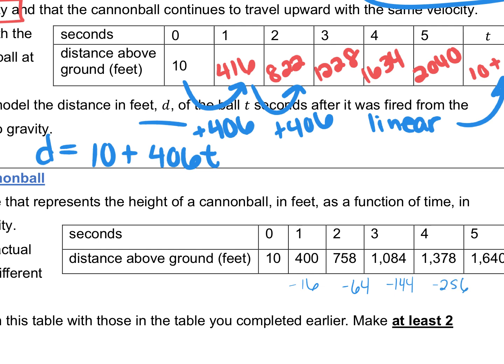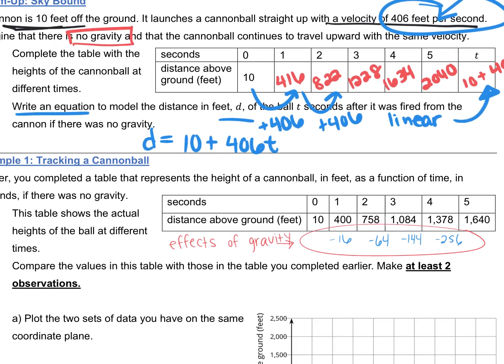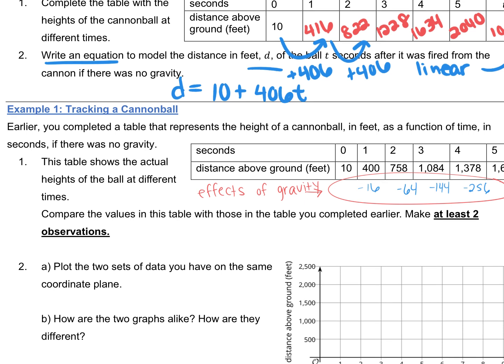So these numbers should look familiar to you because we talked about these yesterday. This is the effects of gravity. And we talked about the equation that represents gravity from yesterday. So hopefully you're thinking about that. And that equation is negative 16t squared.